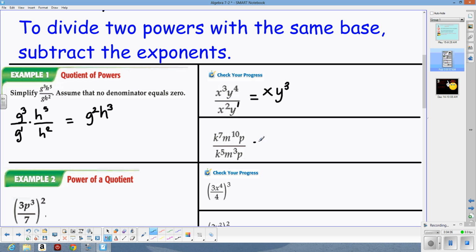Now for the next example, let's look at the k's. We can cross out 5 on the bottom and 5 on the top, leaving us 2 k's being multiplied together on the top. And then the m's, we can cross out 3 on the bottom with 3 on the top, meaning we'll have 7 m's still being multiplied together. And then 1 p on the top can be crossed out with 1 on the bottom. That's just going to be 1, and when we multiply by 1, it doesn't change anything. So k squared m to the 7th is the simplified version of that.